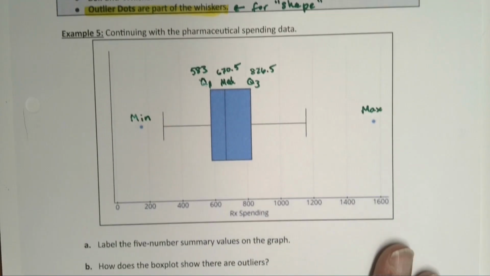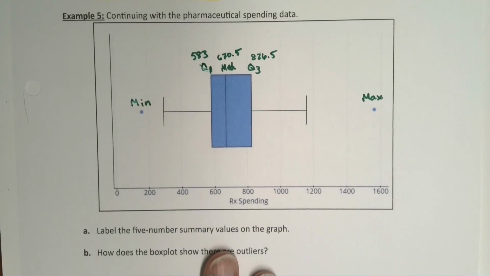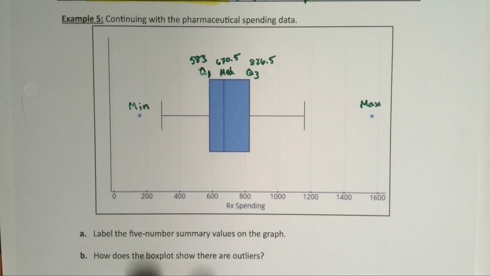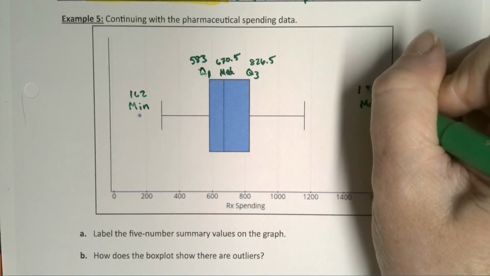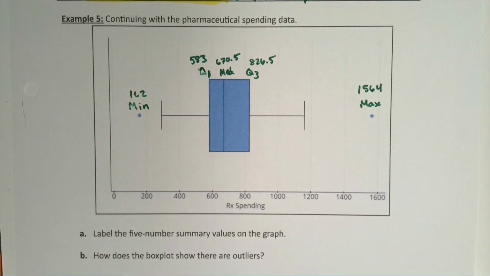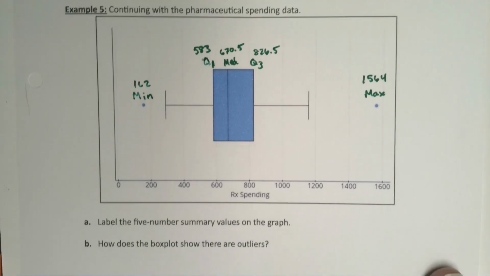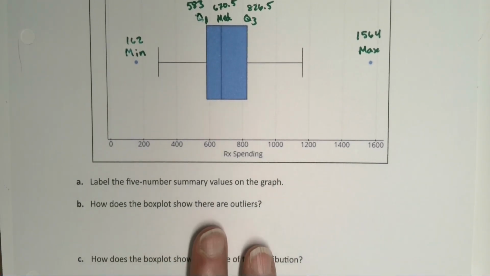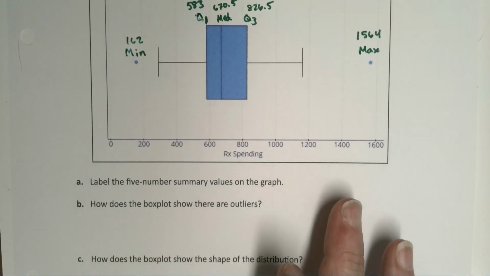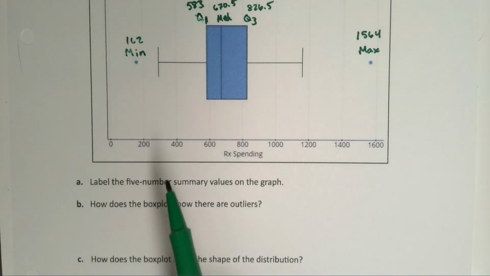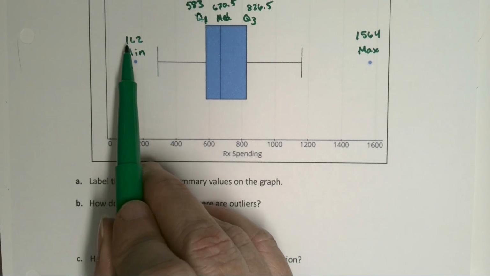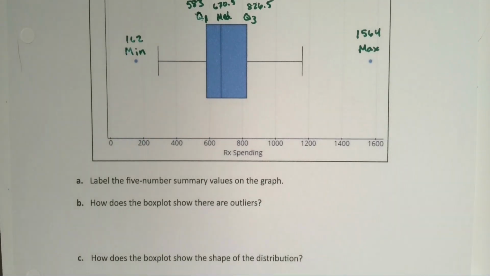Okay, so over here we wanted to label the 5-number summary on the graph, which we did. We didn't put in all the values. This value was 162 and this value was 1564 over here. Now how does this plot show there are outliers? We found them in the previous example, so we know that one outlier is 162 and another outlier is 1564.